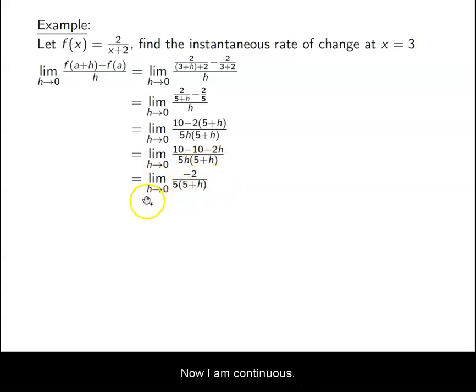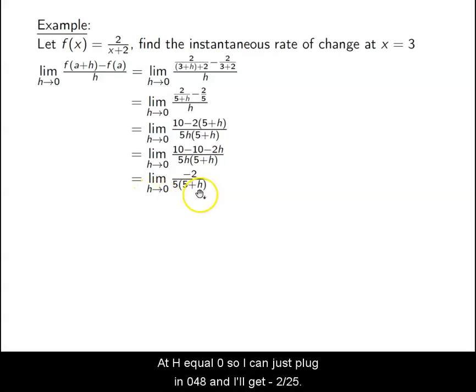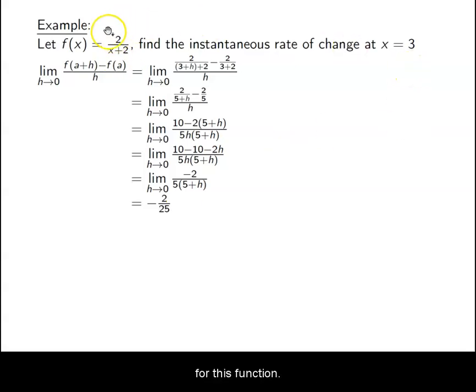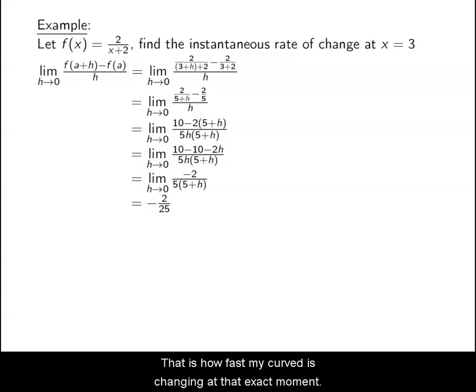Now I am continuous at h equals 0, so I can just plug in 0 for h, and I'll get negative 2 over 25. So my instantaneous rate of change at x equals 3 for this function is negative 2 over 25. So that is the slope of the tangent line. That is how fast my curve is changing at that exact moment.